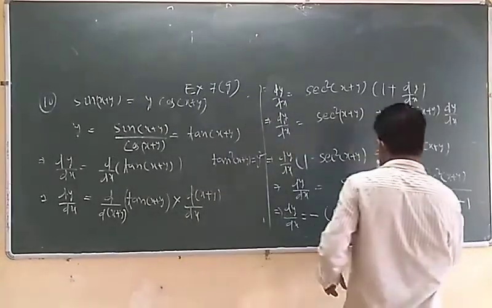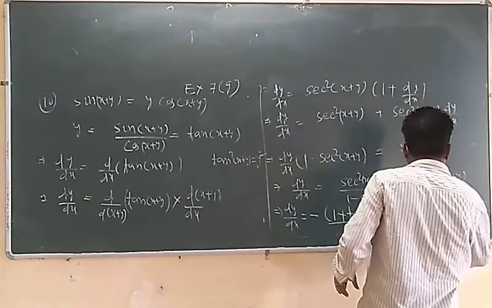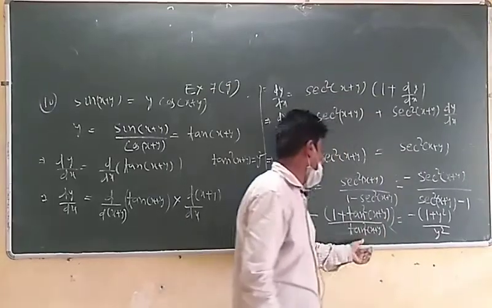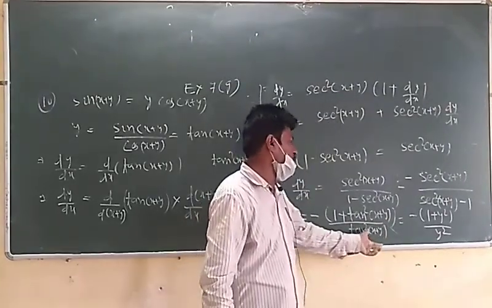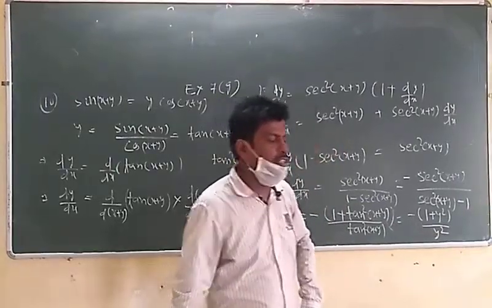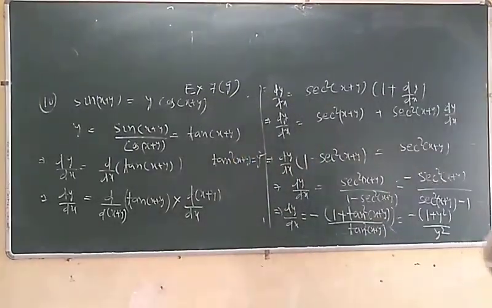So that becomes minus of 1 plus y square divided by y square, because tan square x plus y is equal to y square. In the denominator part, tan square x plus y is equal to y square. So minus of 1 plus y square by y square, that is our proof.